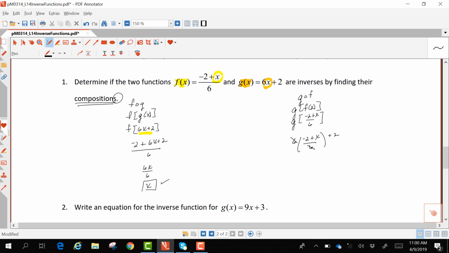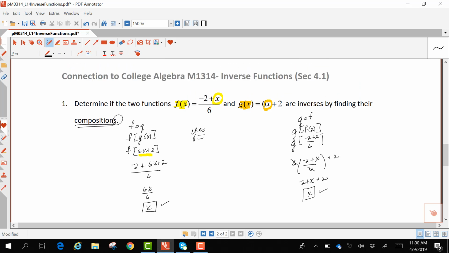These 6's will reduce, they're both monomials, and this does result in an x. Since both resulted in an x, then we can say yes, f of x and g of x are inverses of one another. And in general, they will rename now the g of x function with the inverse notation.